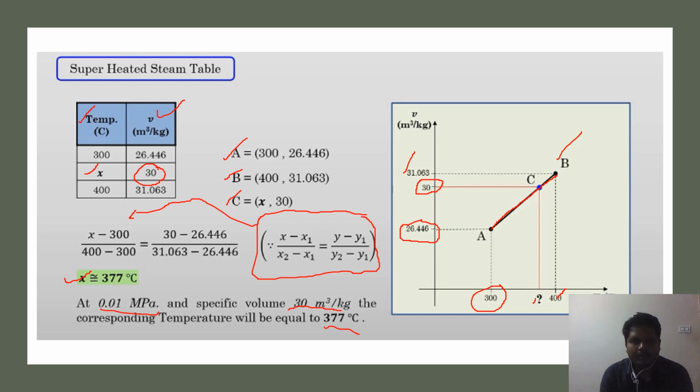Now we have some idea how to read the saturated liquid table and steam tables, and we know what a saturated liquid point and a saturated vapor point are. Also we know what saturation temperature and saturation pressure are, and we have discussed how we can find the dryness fraction. The dryness fraction is the mass of vapor divided by the total mass of the system.